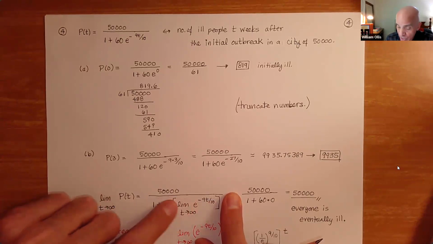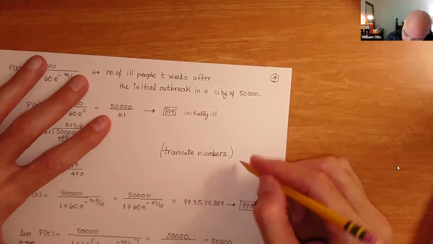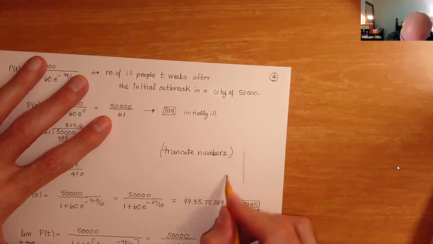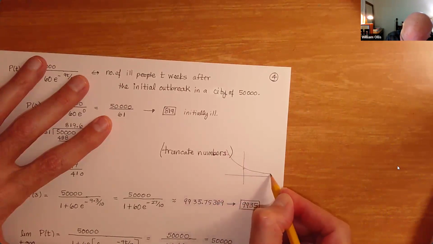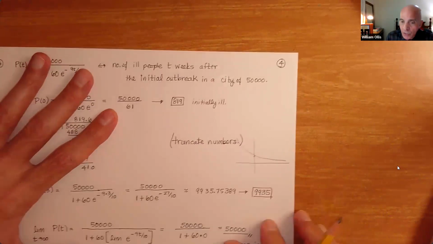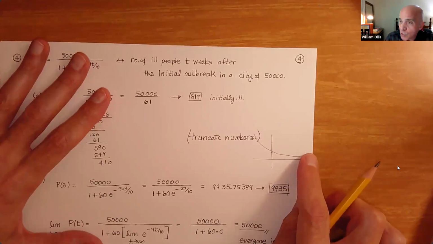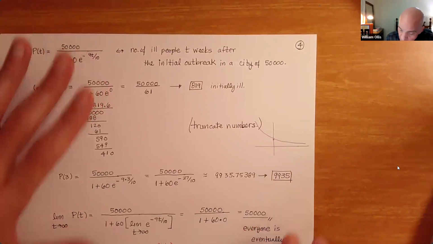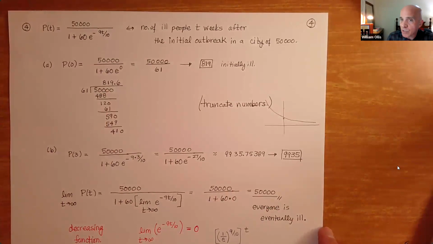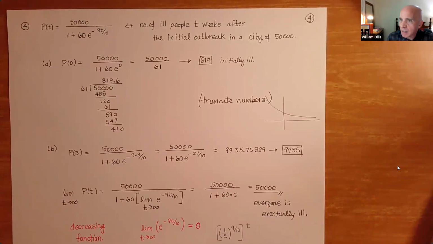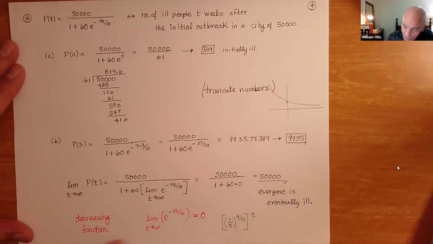So this particular term converges to 0 from above. Again, we think of the exponential function with the negative power as doing something like this. So as t continues to get larger and larger, the function values get closer and closer to 0. So now what we see is we basically have 50,000 divided by 1, which is 50,000. So eventually everybody gets sick for this particular model, which is kind of sad. But the idea here, again, as I've written, is a decreasing function.